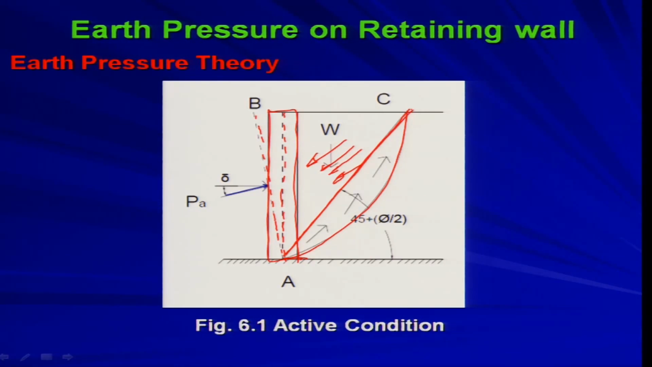linear failure surface, which makes a triangular wedge, a triangular failure block. So this block, ABC, will try to move along with the wall, and the soil pressure or soil resistance will try to resist that kind of movement. That means this is the triangular wedge, and it will try to move in this direction.